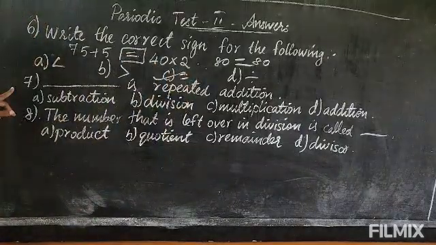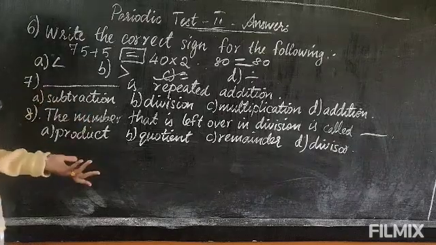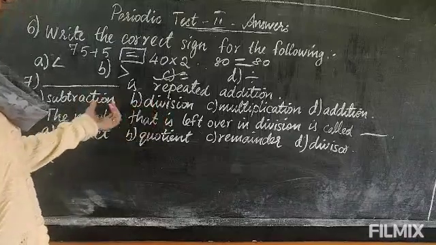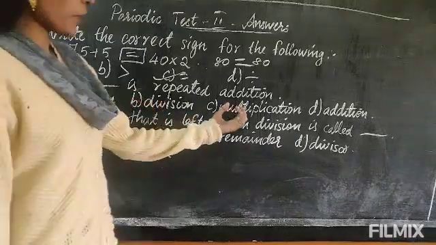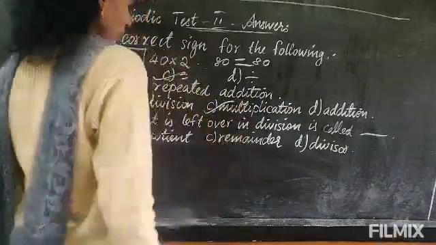Next one, 7. Dash is the repeated addition. Repeated addition, subtraction, then addition doesn't come. In division, subtraction comes. Subtraction and division are correlated. Multiplication and addition are correlated. So repeated addition means multiplication.